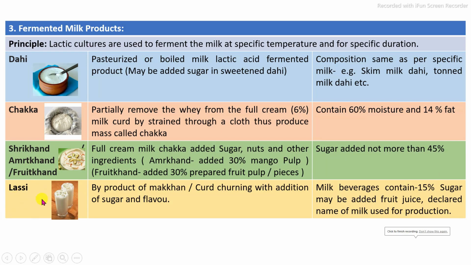Next one is the lassi, which is a product prepared from curd. The curd is used as the main material, with the addition of sugar and flavor as per our consistency requirement, along with other additives and water. The minimum requirement is 15% addition of sugar, or it may be added with fruit juices. Whatever coloring and flavoring substances are added must be properly declared on the lassi.